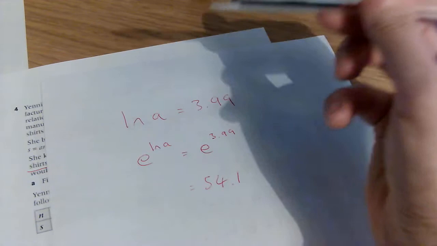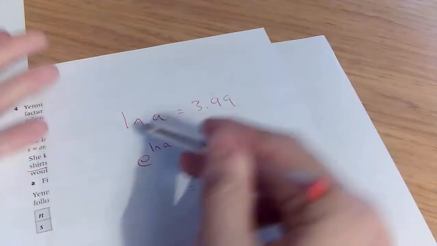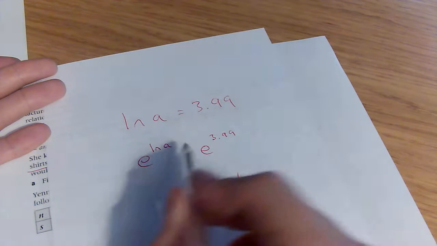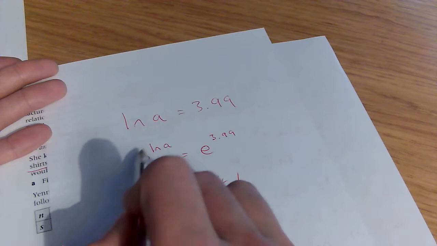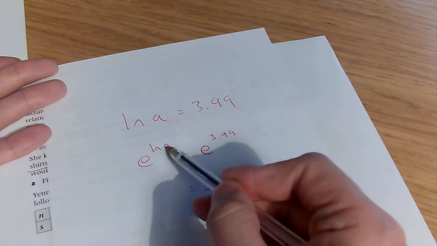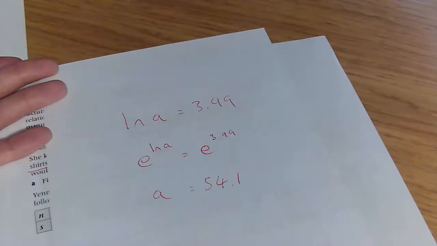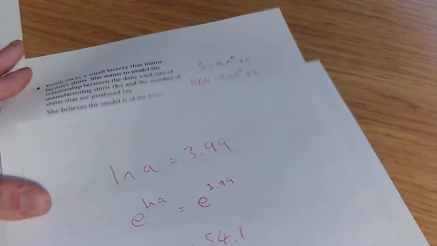Ln of A is saying, what power of E would give you A? That's what that means. What power of E would give you A? Well, whatever that is, if you take that and literally make it the power of E, this whole expression must equal A. Because that means, what power of E makes A? Well, now it is the power of E, so it must be giving us A. So A is 54.1.